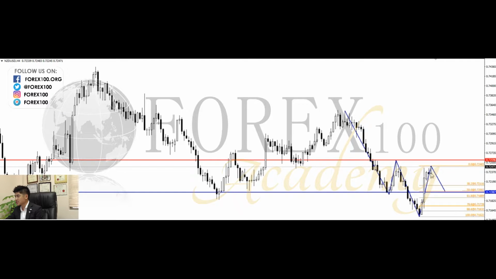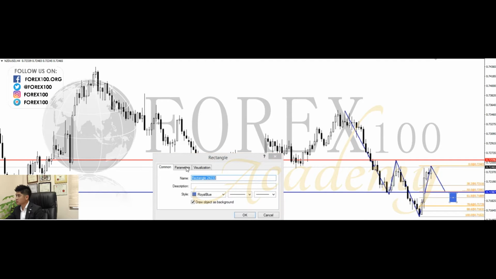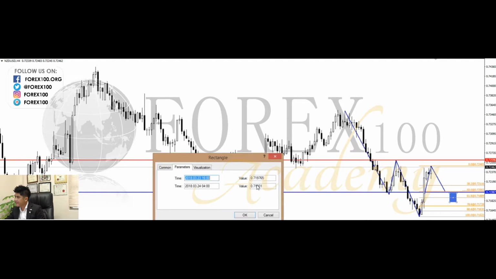Once it touches this level, I will be waiting for a long opportunity, putting my stop loss 32 pips below the low. Let me just plot that out for you. So 32 pips below the low will bring us to 7168.